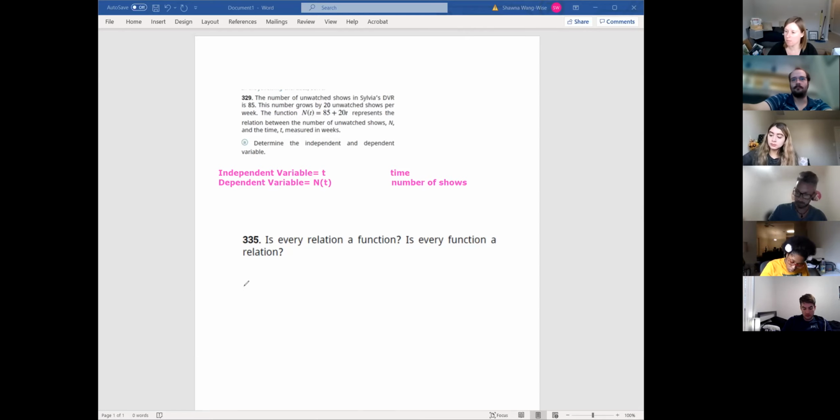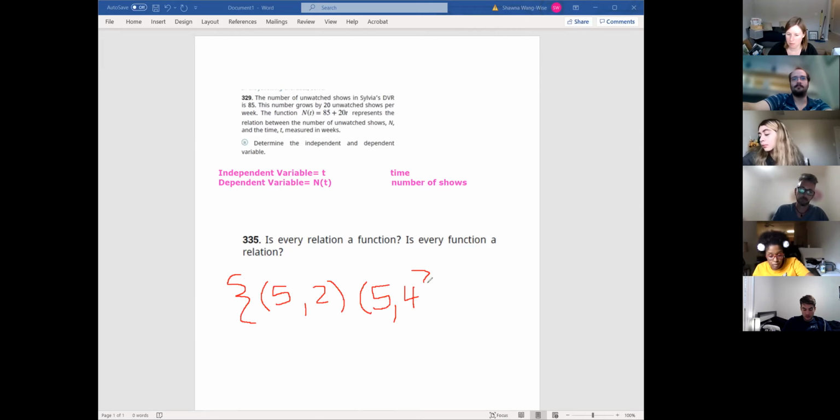Because not every relation has more than one. Not every function... not every relation is a function. I don't know how to say it, sorry. Yeah, I know what you're trying to say. A relation is just that we're relating two variables together. A function means that the y can't repeat for the same x, right? Every x needs its own y.